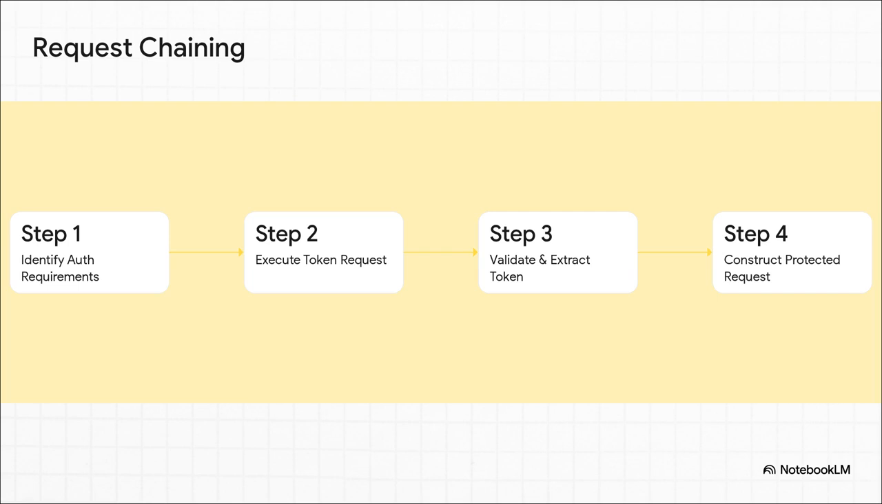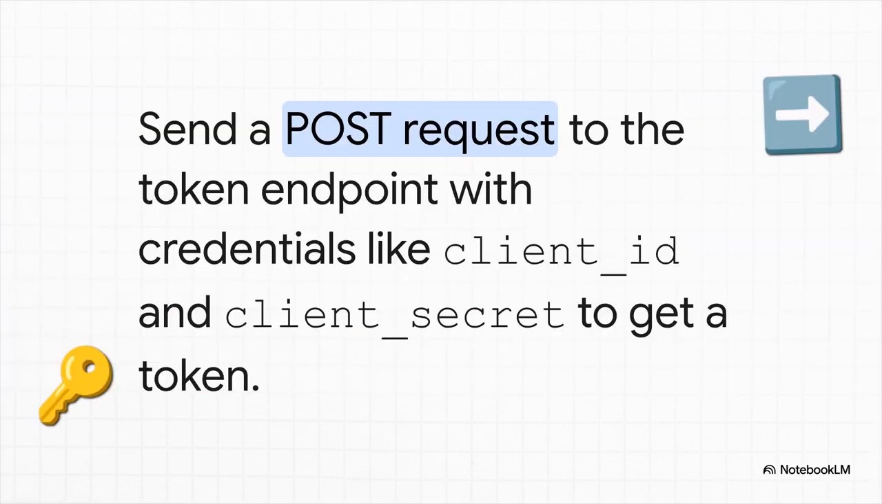Step 3, we check that we got a valid token and we pull it out of the response. And finally, step 4, we use that fresh token to make our real API call. That's it. Simple, right? Let's zoom in on step 2, the token request.